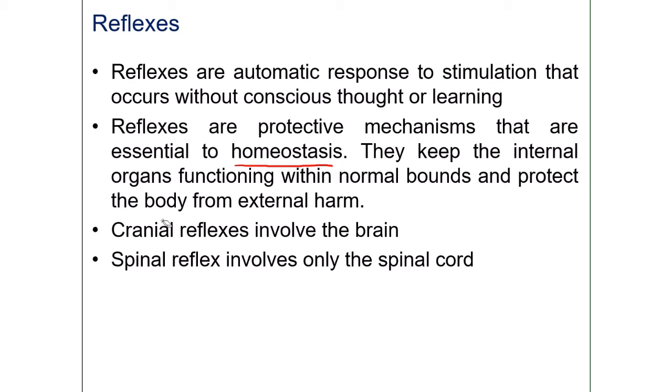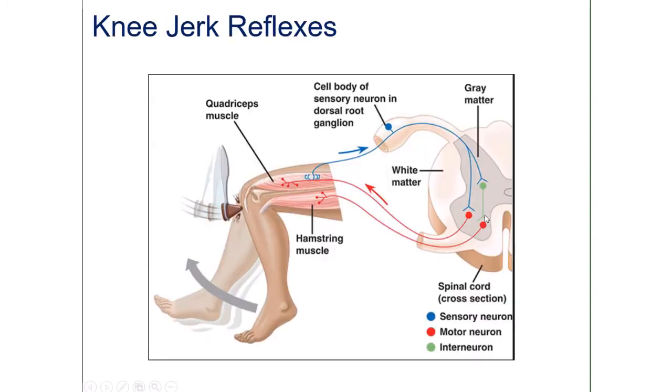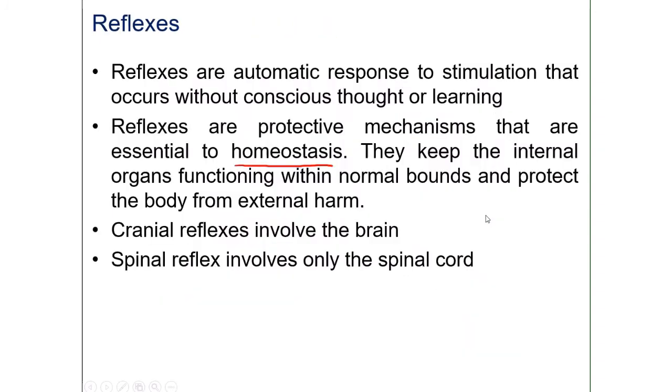There are two categories of reflexes. Those that involve the brain, we call cranial reflexes. These are carried out by one of the 12 pairs of cranial nerves, whereas spinal reflexes involve only the spinal cord. Actually, before that, let's talk about some examples of cranial reflexes.